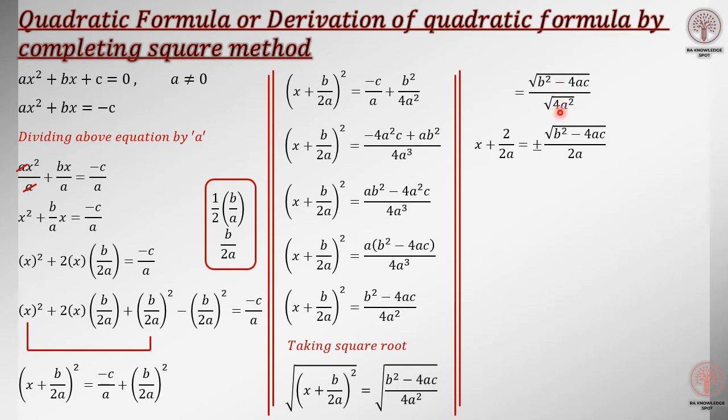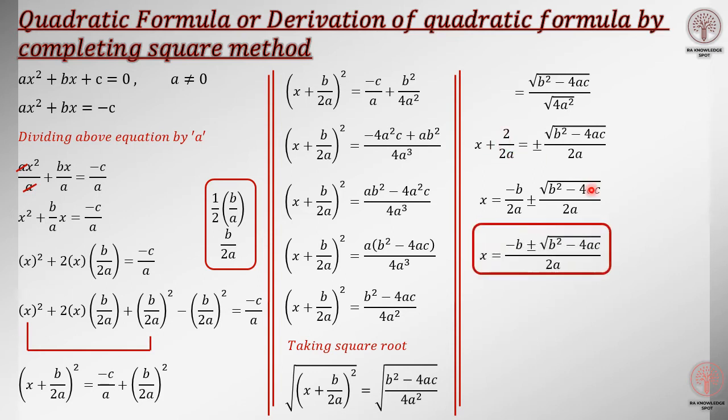Then when you solve this one, you will get 2a, with a positive and negative sign. What you have to do is shift this term to the other side, b by 2a. Then you take the LCM. If the denominators are the same, that is what we need. Luckily, if this happens in the question, it is an easy way for students, otherwise they feel difficulty doing the LCM. But right now the denominators are the same, so no need to do anything. We just have to write 2a and the upper portion will be as it is.